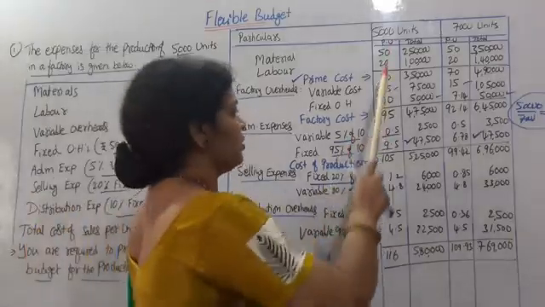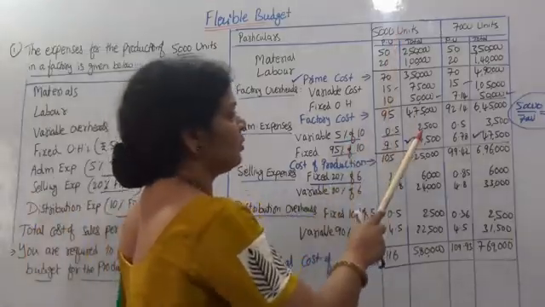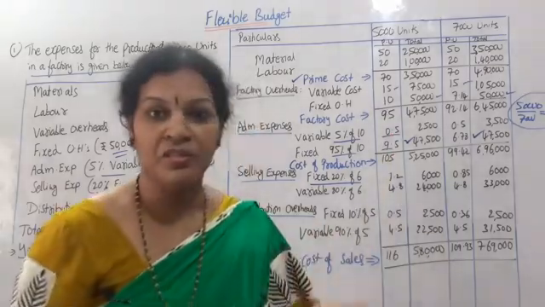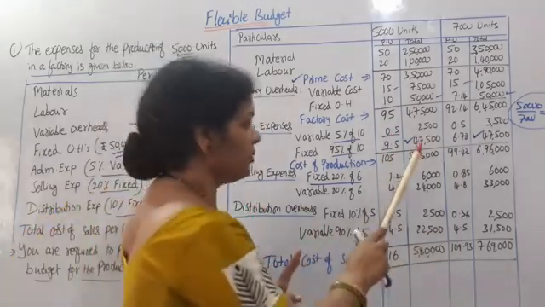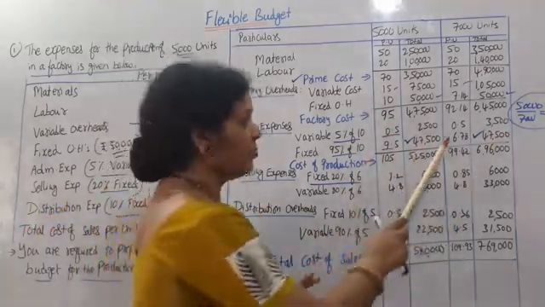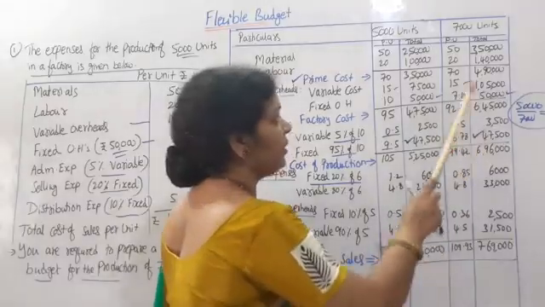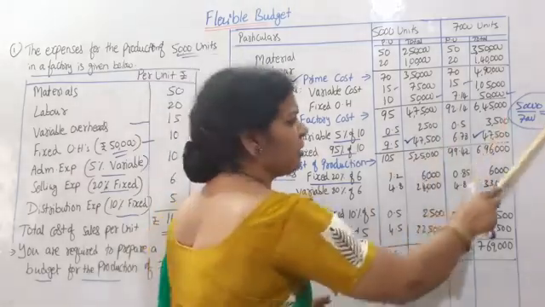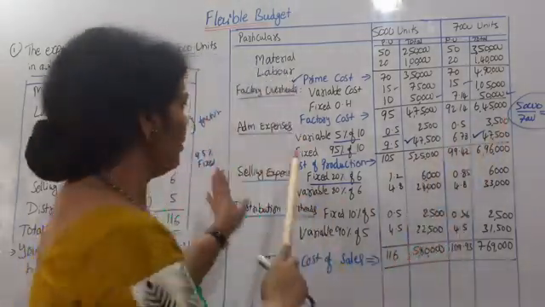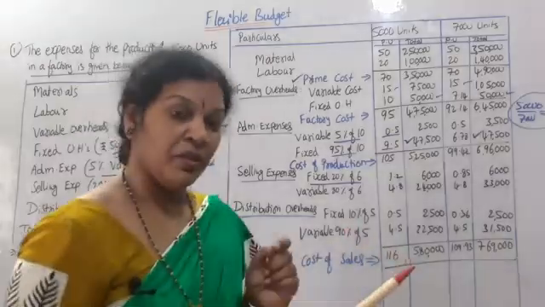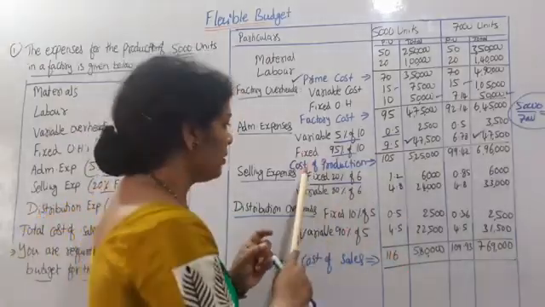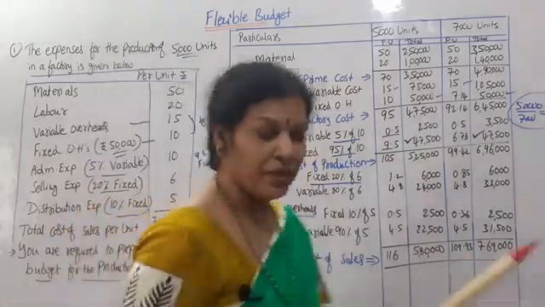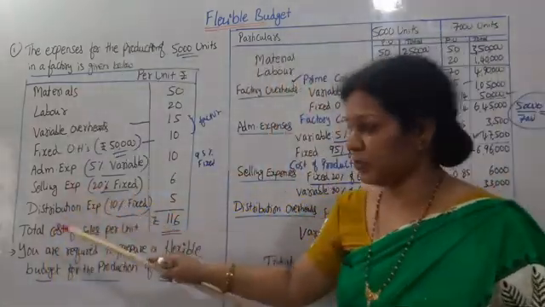This one is anyway changing. 0.5 into 5,000, you get 2,500. 0.5 into 7,000, 3,500, because it is variable. The fixed one, once you calculate, the same one you write here. Now how do you get per unit? 47,500 divided by 7,000. You get 6.78, just like the previous calculation. This is about administrative expenses. Once administrative expenses are over, we call it the cost of production. Now here we are going to add selling, the rest of the expenses.